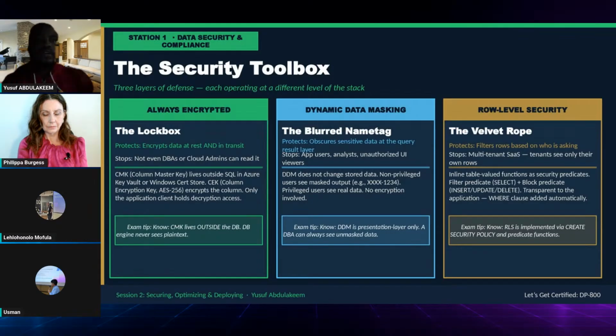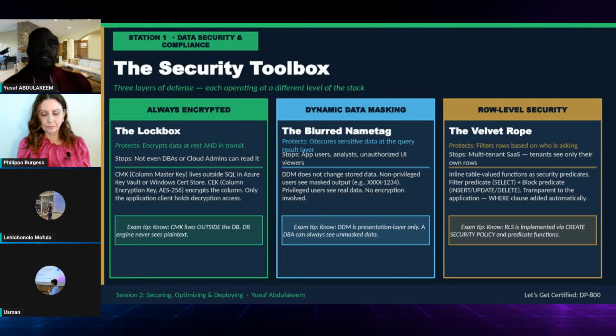In data security and compliance, there is a security toolbox with three layers of defense, each operating at a different level of the stack. The first one is the lockbox, which is Always Encrypted. It encrypts your data at rest and in transit, so not even DBAs or cloud admins can read such data. The column master key lives outside SQL, in Azure Key Vault or the Windows Cert Store. Then the column encryption key, AES 256, encrypts the column. Only the application client holds the encryption access. So the exam tip is to know your CMK lives outside the database engine, and the DB engine never sees plain text.